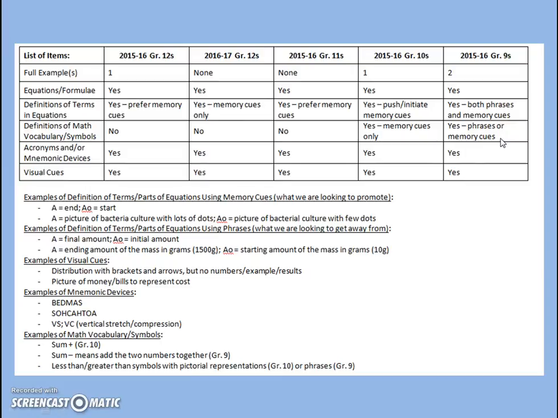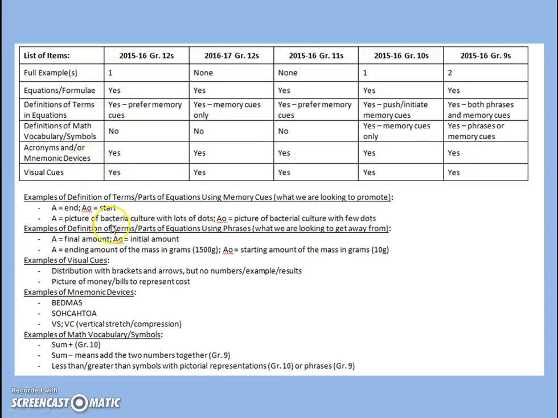For our definition of vocabulary, phrases or memory cues, grade 10, memory cues only, grade 11, notice, and grade 12, not at all. So the assumption is through practice, through continual work, we understand that sum means add, that less means minus, etc. But notice your acronyms and your visual cues are allowed in all years. So once again, formula, acronyms, mnemonics, visual cues, these are something that you can rely heavily on.